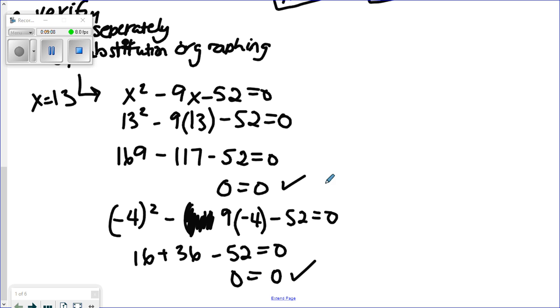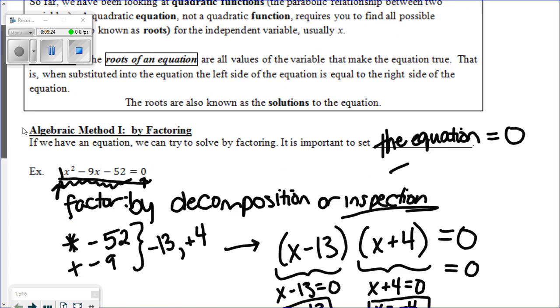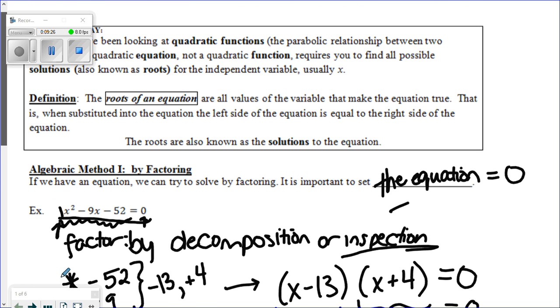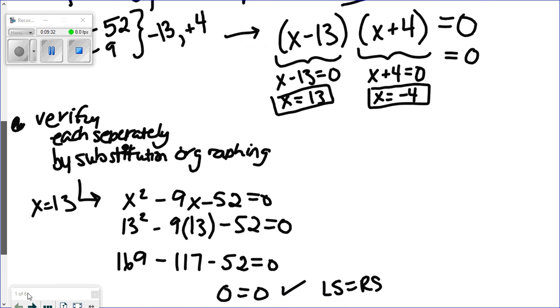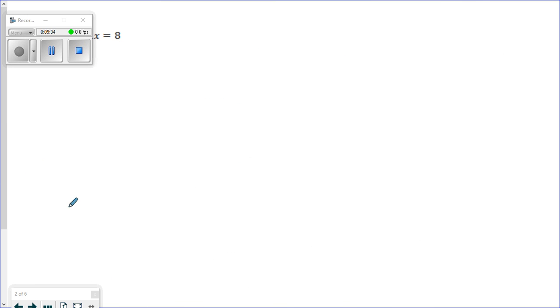So since our left side is equal to our right side in both of these cases, we are happy, and that is a valid solution. And so that would have taken a little while to plug and chug it in to find both solutions of positive 13, negative 4. So factoring it is a much better approach. On to our next question.